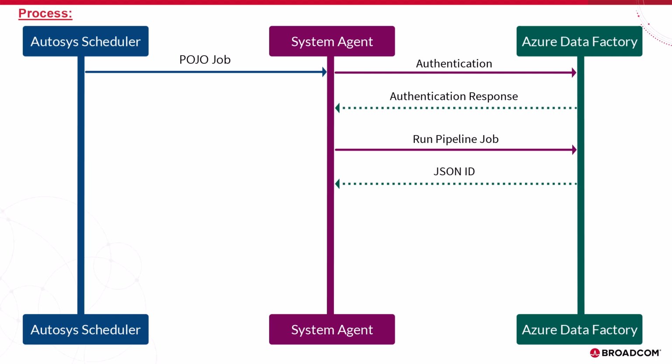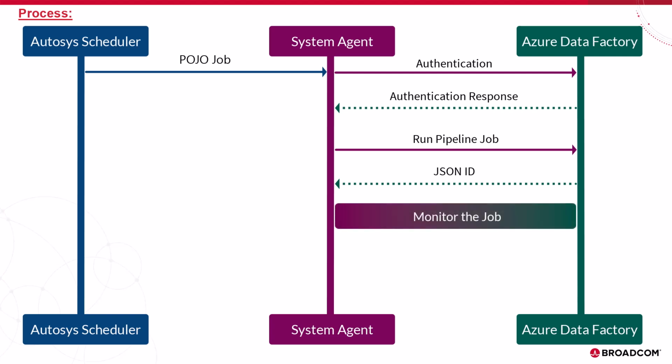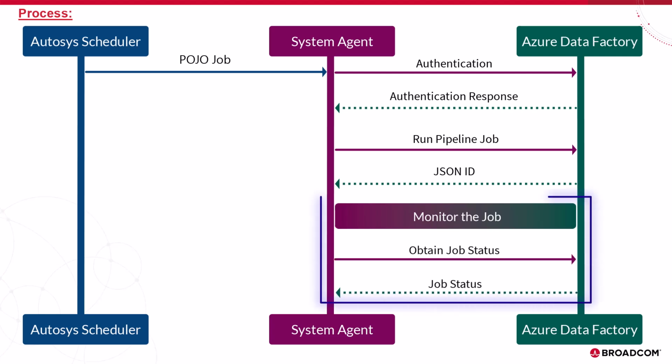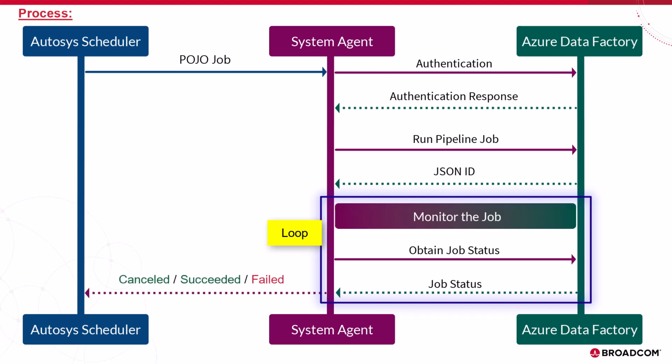The Azure Data Factory server and system agent monitor the job until it reaches its final state. Once the final state is obtained from Azure Data Factory, the job status in AutoSys is updated accordingly as either canceled, succeeded, or failed.